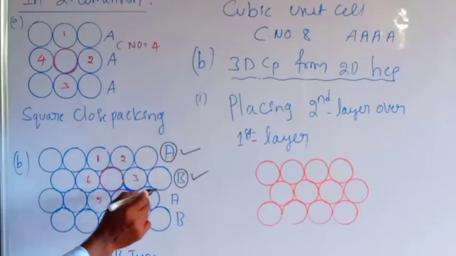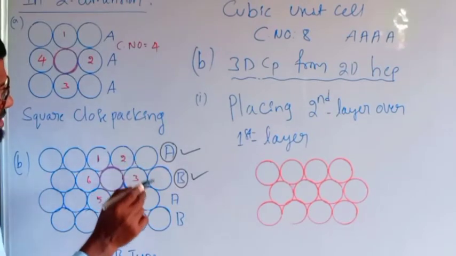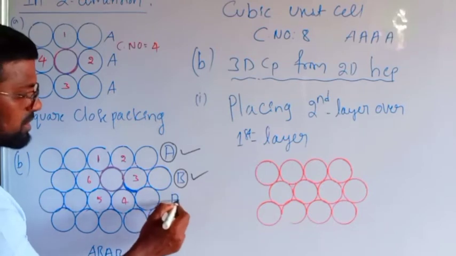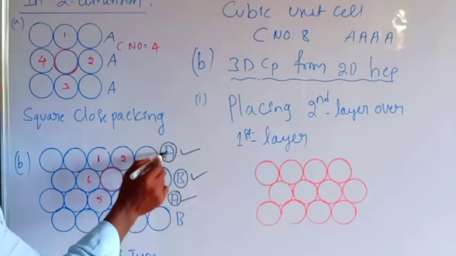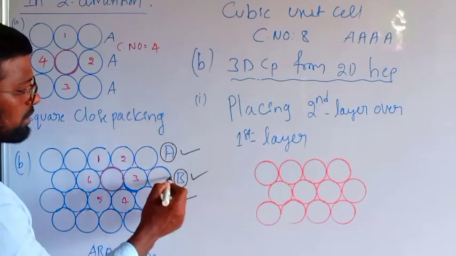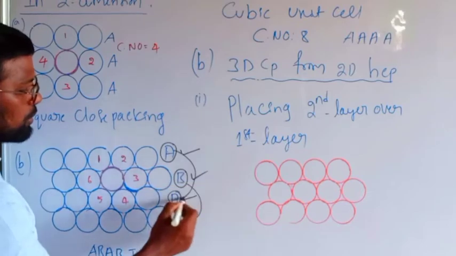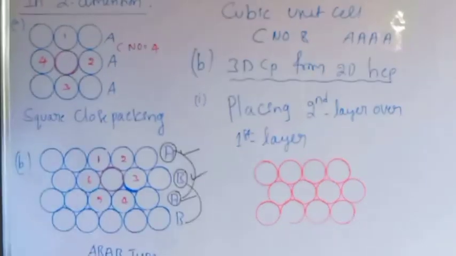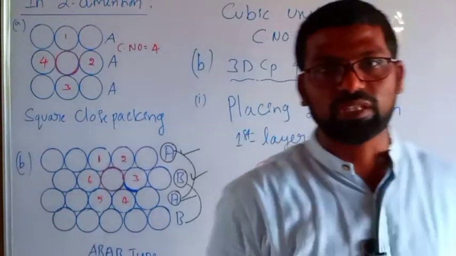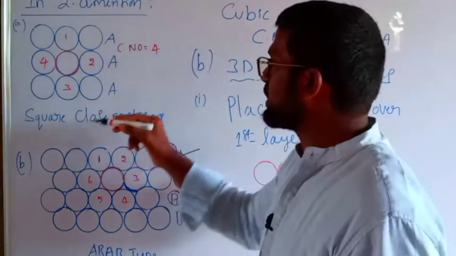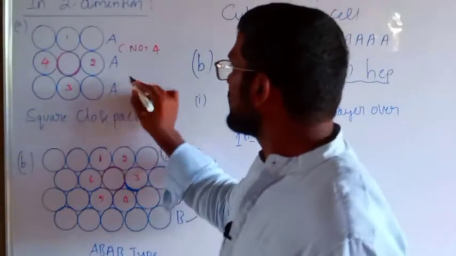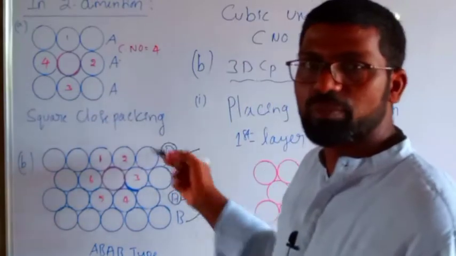Since the alignment or arrangement of the first row is very similar to the third row, let us consider the third row alignment is also A type. That means these two are similar. The fourth row alignment is very similar to the third row alignment, so these two are similar. So this type of arrangement is called AB type arrangement. Whereas in case of square close packing, all are having vertical as well as horizontal alignment. It is called AAA, means AA type alignment.